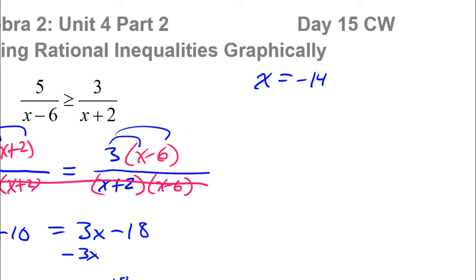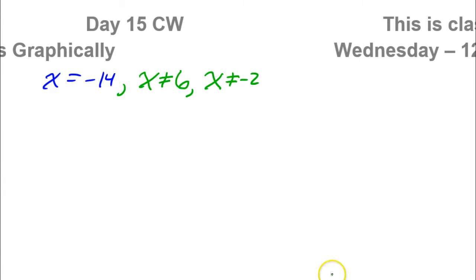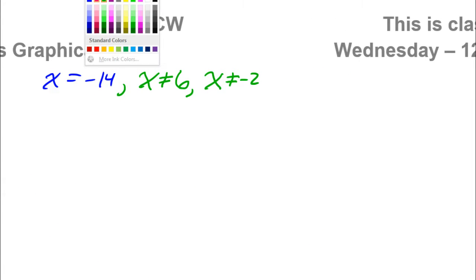Luis, how do I get other values that go on the number line? You look at the excluded values. So from the x minus 6, I know that x cannot equal 6. From the x plus 2, I know that x cannot equal negative 2. So these three values are all going to go on my number line.